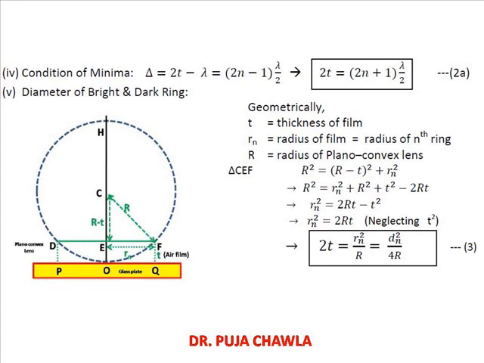The expression comes out to be rn square is equal to 2Rt. That means 2t is equal to rn square by capital R. The radius rn may be expressed in terms of diameter as dn by 2. That means the expression comes out to be dn square by 4R is equal to 2t. Label it as equation number 3. This is the expression of 2t in terms of dn square.